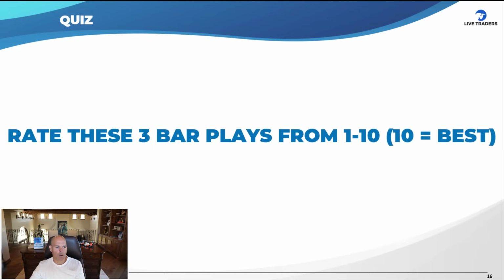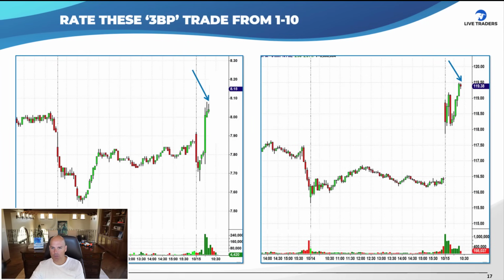this is where we need to go a little bit quickly. I have 1, 2, wow, there's a lot of these. More than I thought. I told you guys, I got a lot of slides today. We got to get moving here. Rate these 3-bar plays from 1 to 10, 10 is the best. All right? I probably should have put 1 per slide. I don't know why I put 2 per slide.